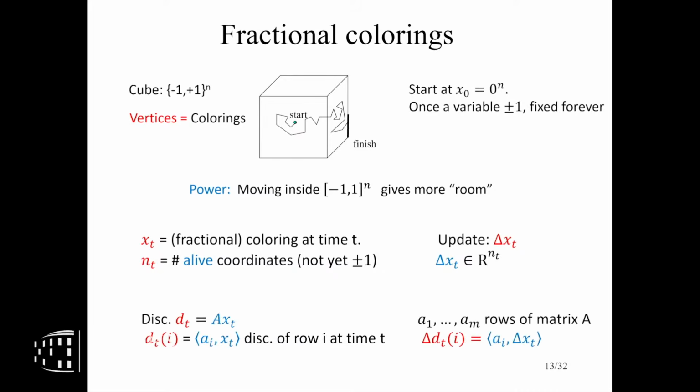This update of the coloring is happening in x space, coloring space, but that induces a discrepancy, the thing that you care about. I'll denote A times x_t by d_t, which is the discrepancy of each row. Obviously when I update my coloring by delta x_t, the discrepancy of row i changes by a corresponding amount. Just to set up some notation. And we want to update x_t to keep these things bounded at the end of the day.